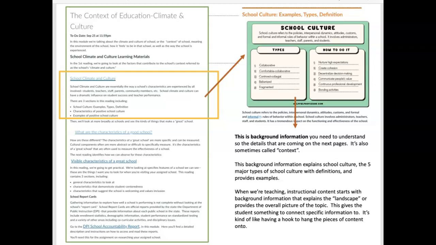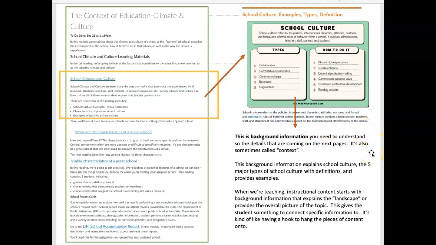So let me explain. This is the overview page right here, right straight from your Canvas. I just screenshotted it and shrunk it down to a point where I can't even read it. But anyways, this is the page. Now this first section here, school climate and culture, I put this first because when you go to the page, it's background information.